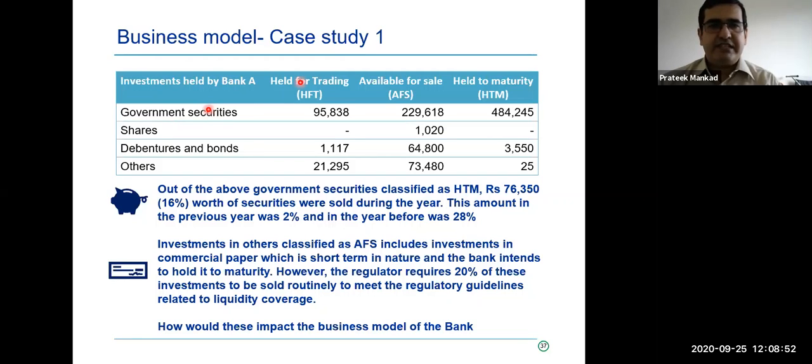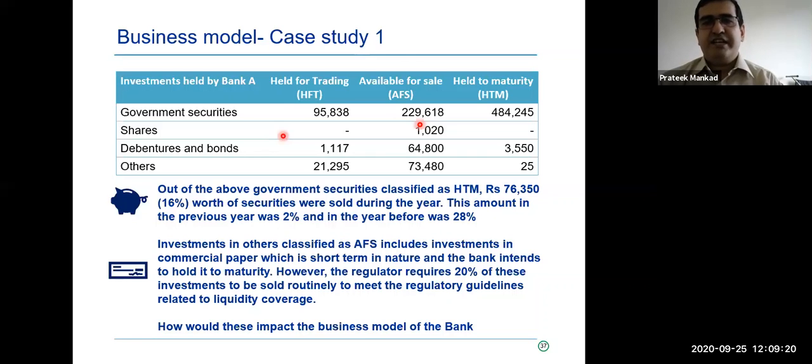As the name suggests, the first column is held for trading. Their intention is to trade. Answer is a no-brainer. It is fair value through profit and loss. Right? You don't even get into anything else. Held for trading, FVTPL. Now these are available for sale. So basically they are saying, I will not trade in them. But if I get a good price, I will sell it.